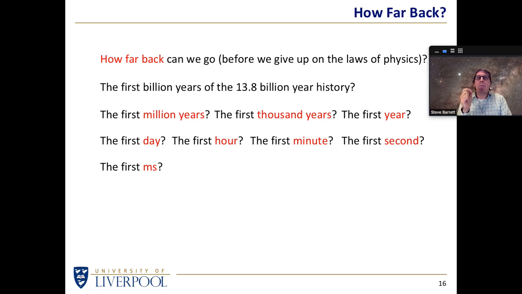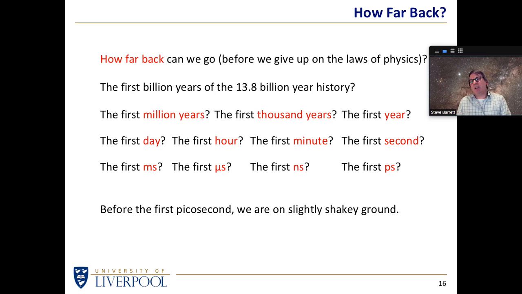What about the first millisecond? What about the first 1,000th of a second after the Big Bang? Do we think we understand what was going on with the laws of physics at that point? Yeah. What about a microsecond after the Big Bang? Yeah. What about a nanosecond? Do we believe that we've got a good handle on the laws of physics? Yep. What about the first picosecond?